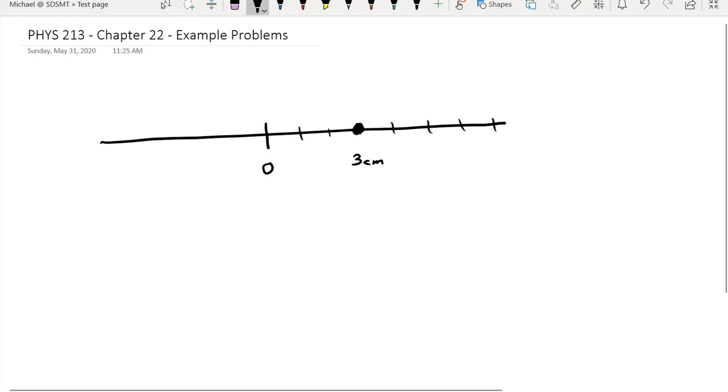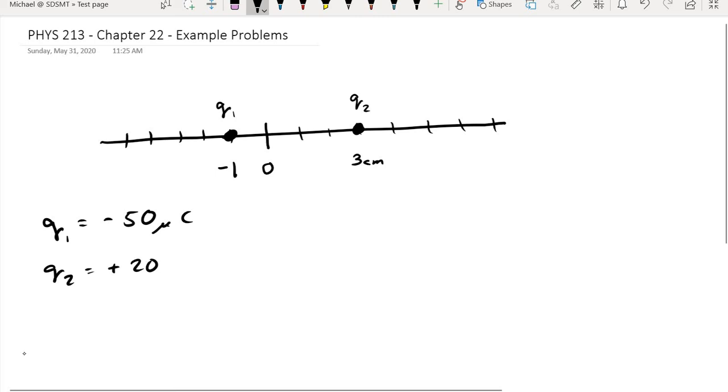We'll call that, well, let's place the other charge. 1, 2, 3, 4, 5. We'll place another charge right here at -1. And so we'll go ahead and call those charge 1 and charge 2 respectively. And then we'll give them some values. So charge 1, we'll let that be a -50 microcoulombs, and charge 2 can be a +20.